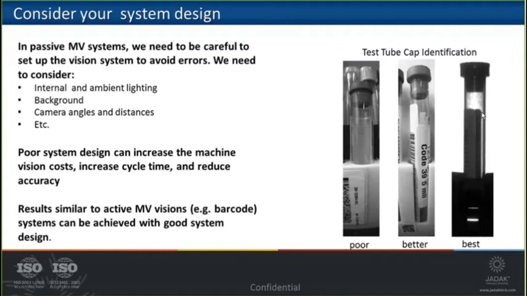Along with background, we've got lighting, camera angles and distances, and so on and so on. I could go on, but there are a lot of things that, again, if we can consider the system design up front, we can deliver you a better result.